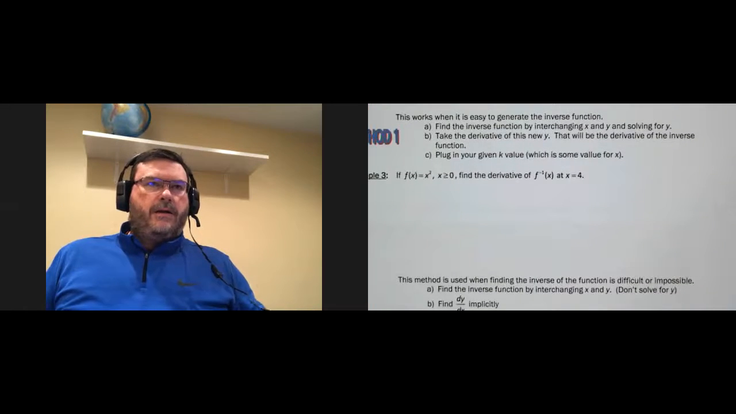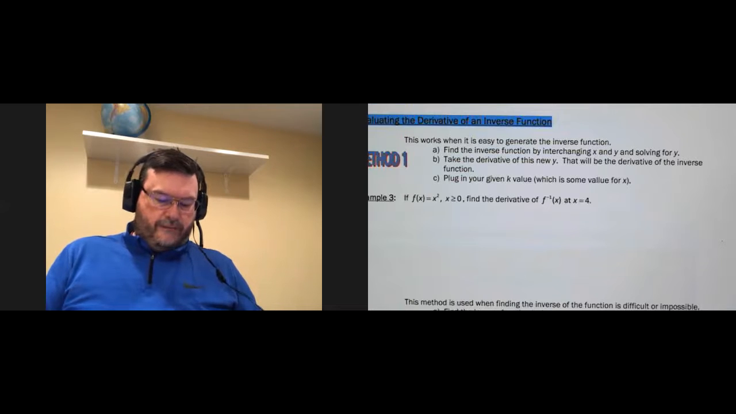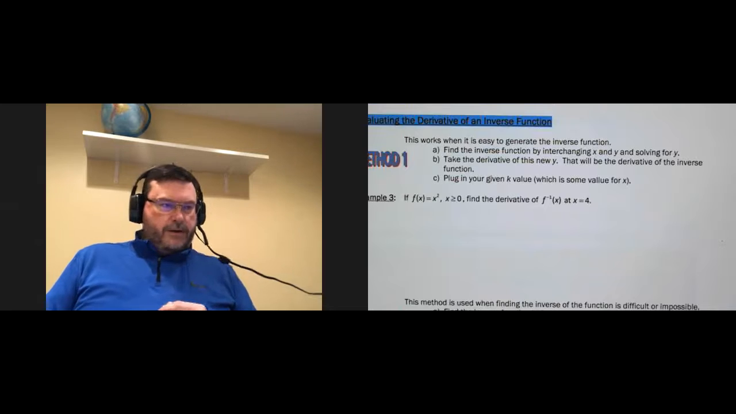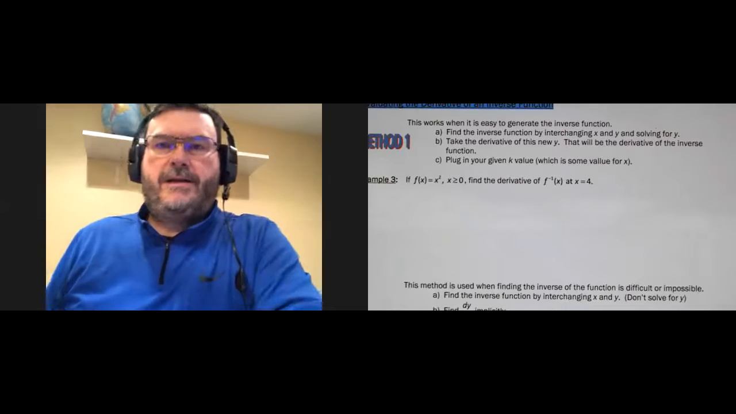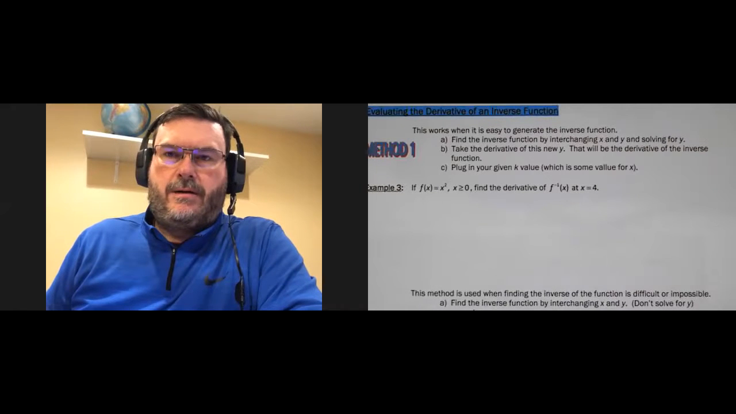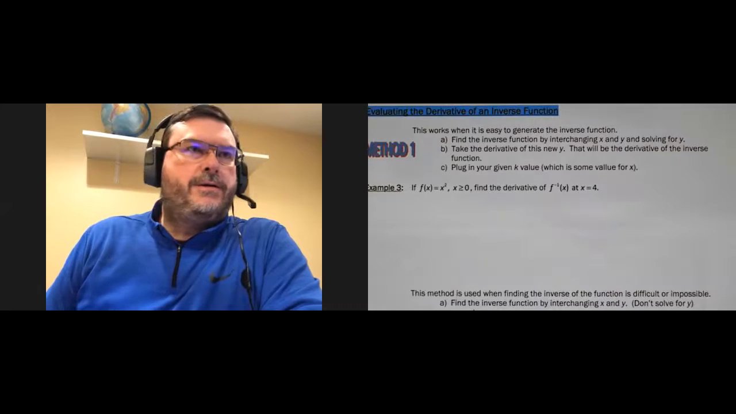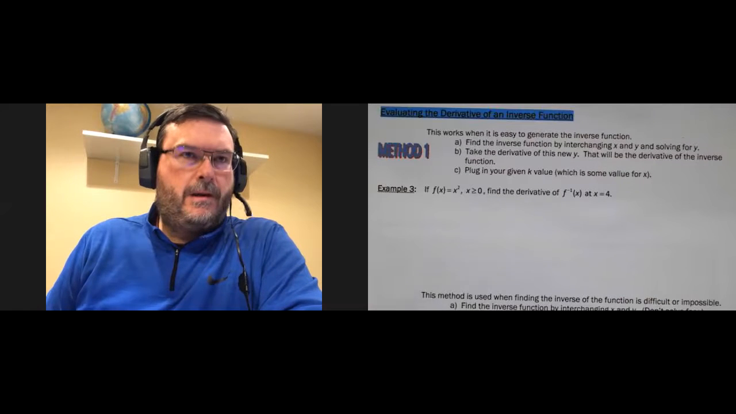So the next one is evaluating a derivative of the inverse function. So finding the derivative of the inverse function. There are a couple ways to do that. And the couple ways to do that is, if you have a generally easy function to look at, then what we're going to do is method 1.